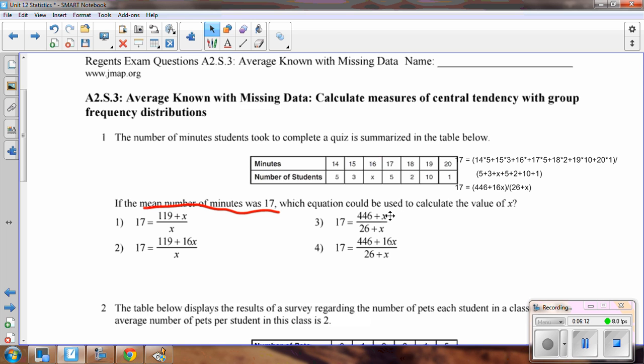Okay, so again, to get the top number, you always multiply the number that you have by the frequency, or the value times the frequency, so 14 times 5, 15 times 3, and so on. I combine like terms here to get 446 plus 16x, and then the same on the bottom.